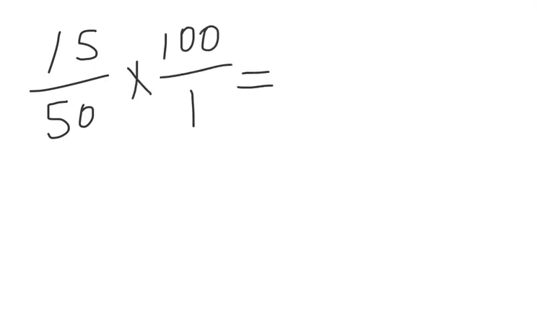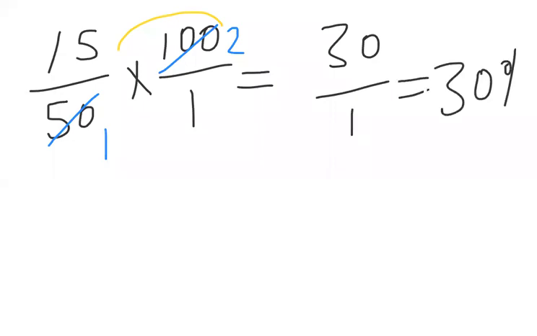Anything you can do like that now. I'm going to speed it up a little, but you can pause and use the previous methods. So 15/50, you just say times 100/1. 50 divided by 50 is 1, 100 divided by 50 is 2. Then 15 times 2 gives us 30/1. That answer is 30%. So you can do this for anything, and that is how you convert from a fraction to a percentage.